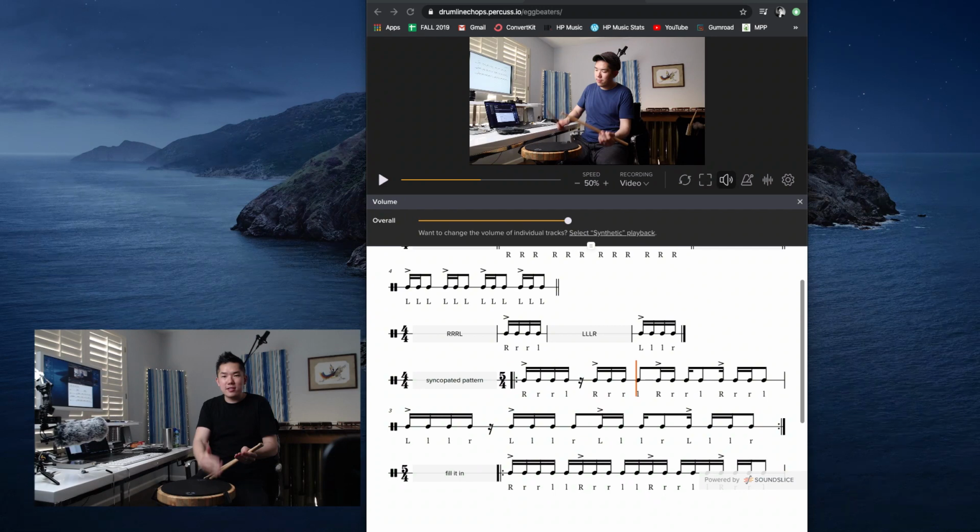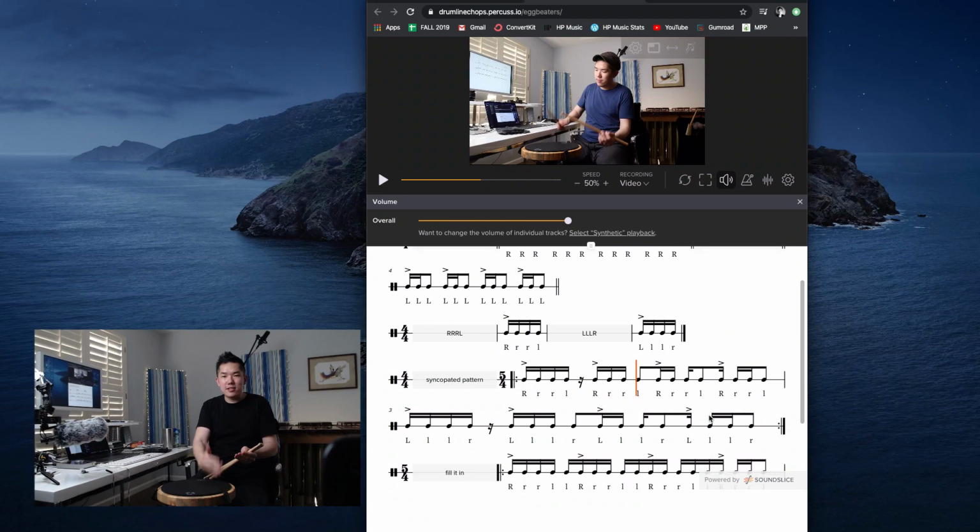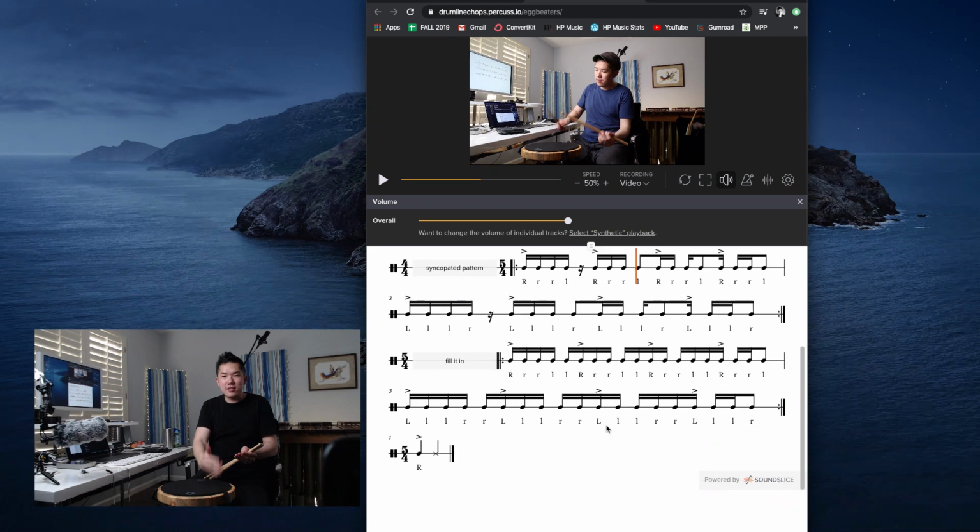So once you get the sequence down and you're able to play it, this is where you start to gradually speed up. Okay, so if I'm here, this is still coming. Oh no. Is my video frozen?